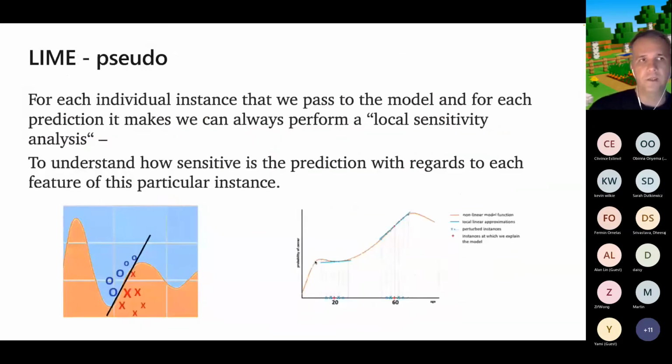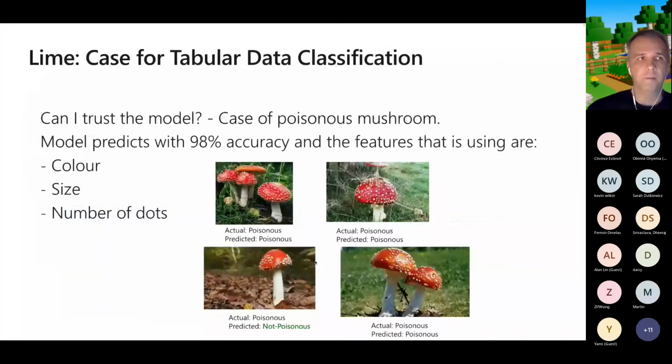So LIME is, as I said, probably the most popular one. And for each individual instance, you can pass the model for each prediction, and it will always perform this local sensitivity analysis. You can also use LIME for classification, and you can see, this is again an example, how accurate a particular model would be.